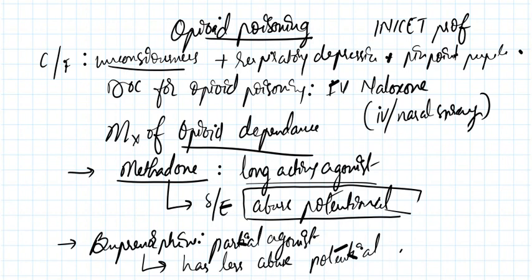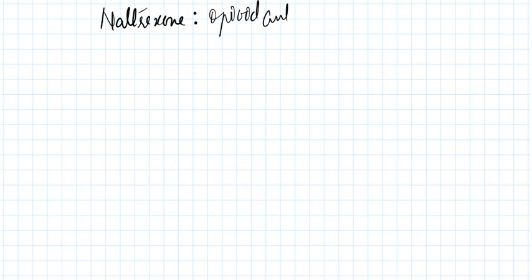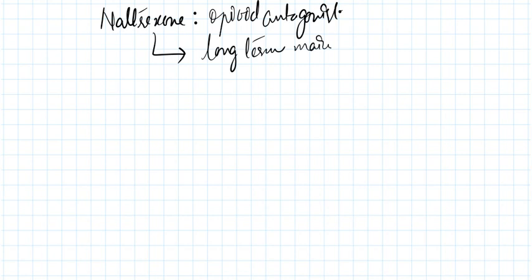The next important drug to remember is naltrexone, right? So now you can get to know the difference between naloxone and naltrexone. Naloxone is an emergency drug, the drug of choice by IV route for opioid poisoning, whereas naltrexone is an opioid antagonist which is actually used for opioid dependence. Remember this is very much important. And one more thing is, it can be used for long term maintenance therapy, right?